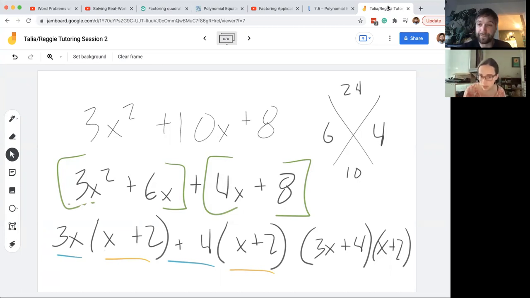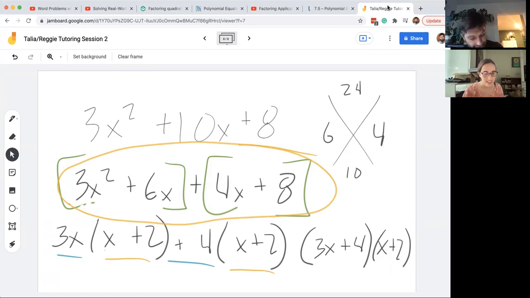All right. So 3x squared plus 6x plus 4x plus 8. And that equals what you just said, 3x squared plus 6x plus 4x plus 8. So same thing. So good job. So you factored by grouping.